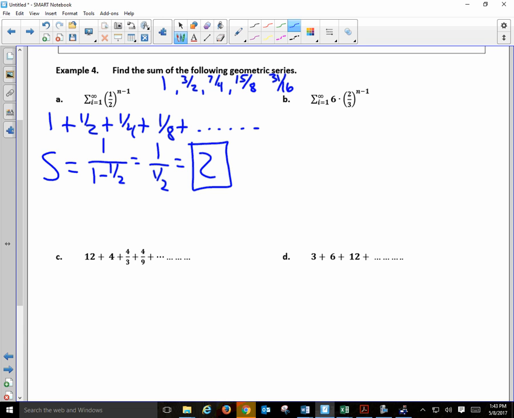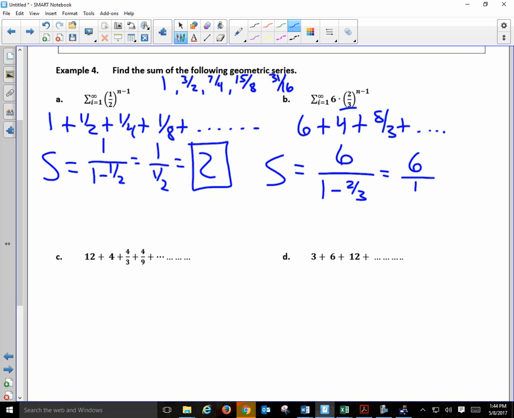Okay. All right. Let's plug in 1. Plug in 1. What do you get? 6. Plug in 2. 4. Plug in 3. You've seen this one before. Okay. So the sum is equal to the first term, which is, divided by 1 minus, what is the ratio? It is 2/3. What's 1 minus 2/3? 1 minus 2/3 is 1/3, and 6 divided by 1/3 is?